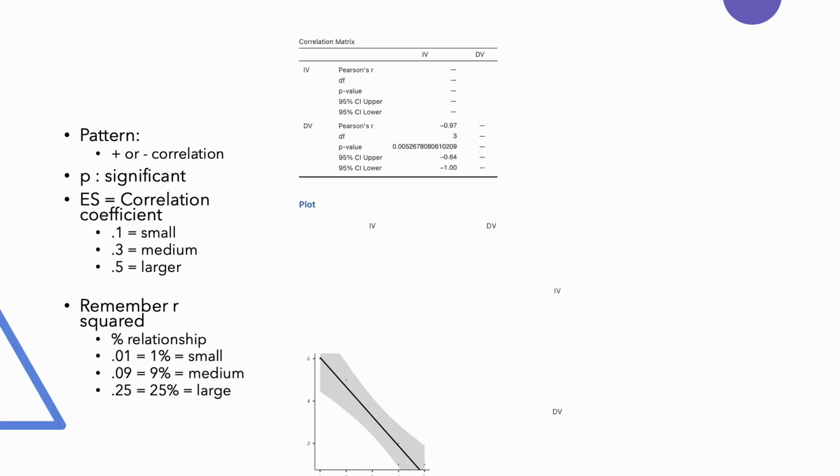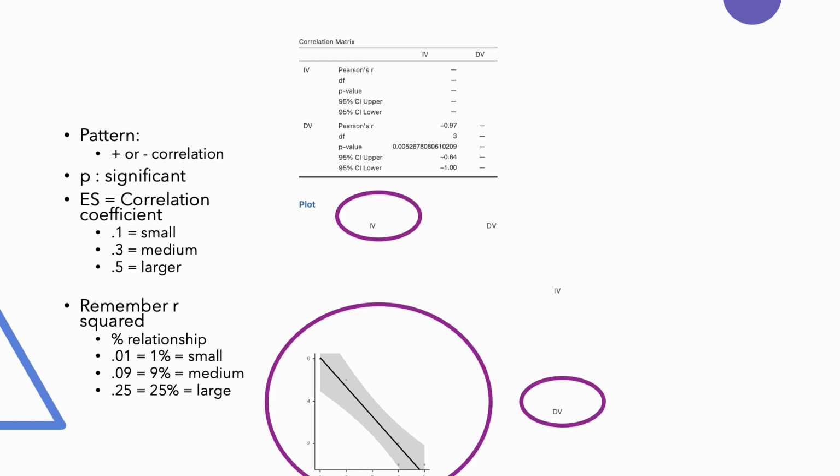So our first question is, what is the pattern? Essentially, is this a positive or negative correlation? Now at the bottom, we can see a scatter plot. And this is one of the worst graphs that Jamovi produces.